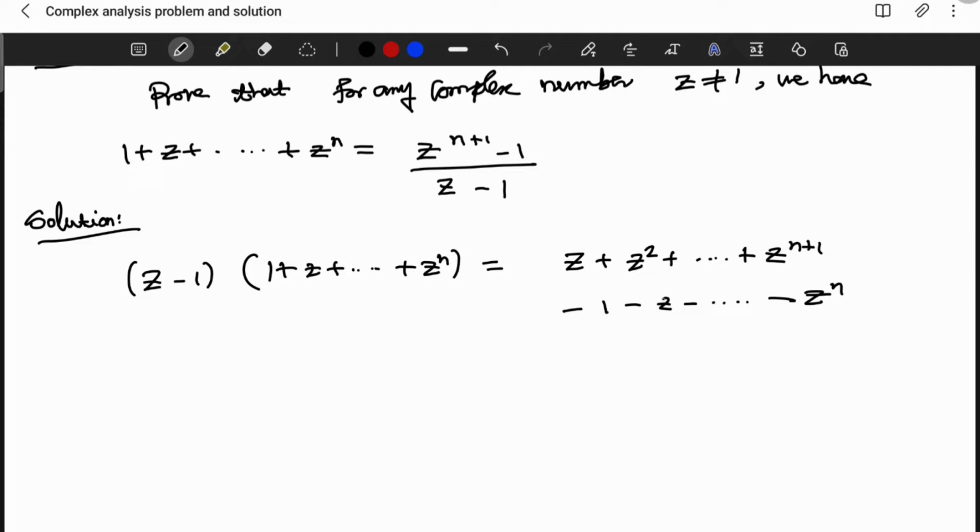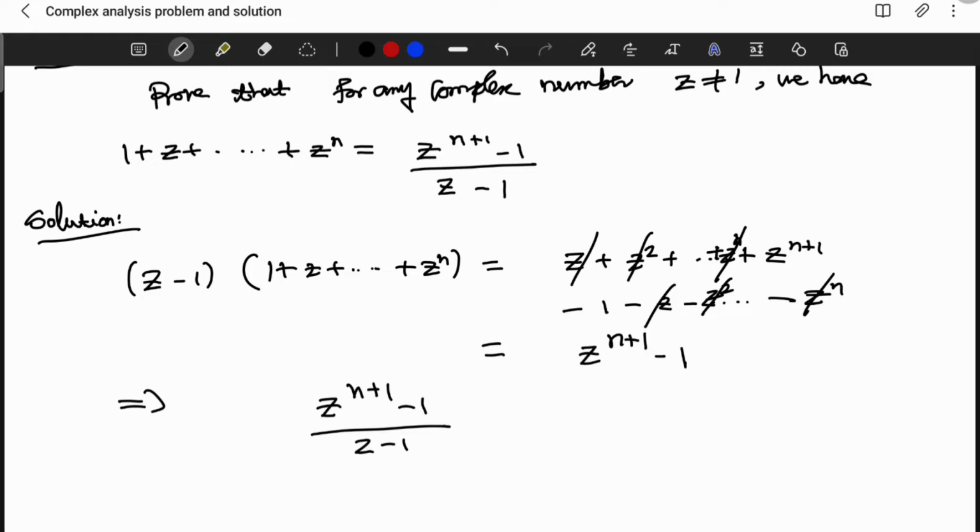The terms up to z power n will get cancelled, and the z squared terms will get cancelled as well. So finally what we have is z power n plus 1 minus 1. We have verified this by multiplying, so z not equal to 1 implies (z power n plus 1 minus 1) by (z minus 1) equals 1 plus z plus dot dot dot plus z power n. It will be used in many contexts, especially in power series later on in the classes.